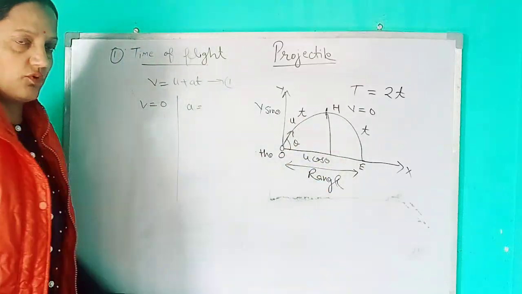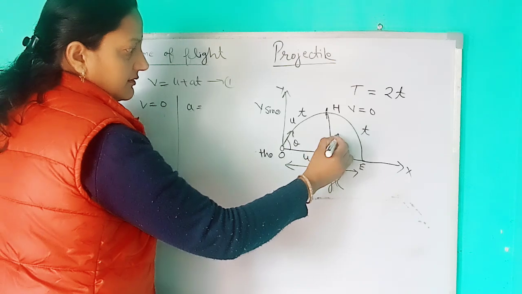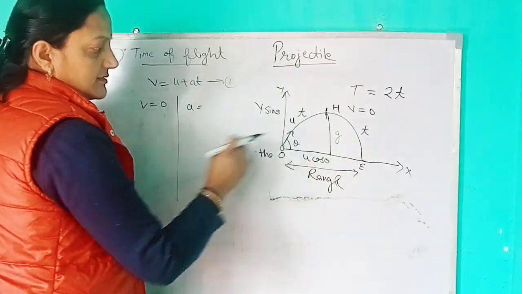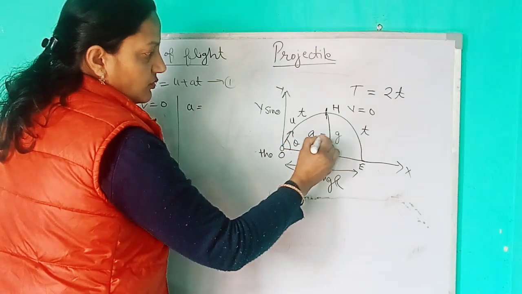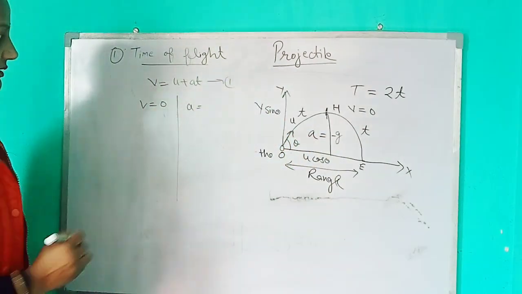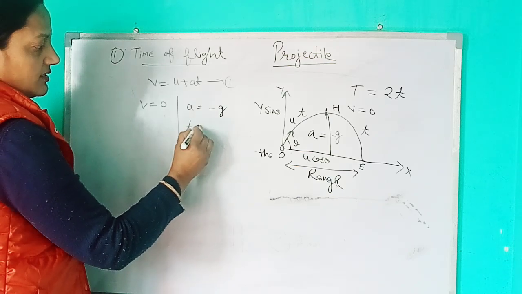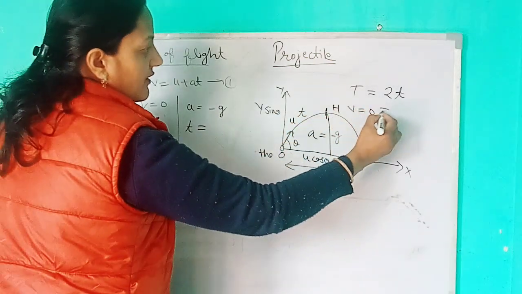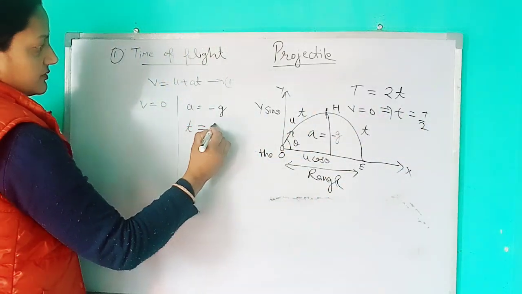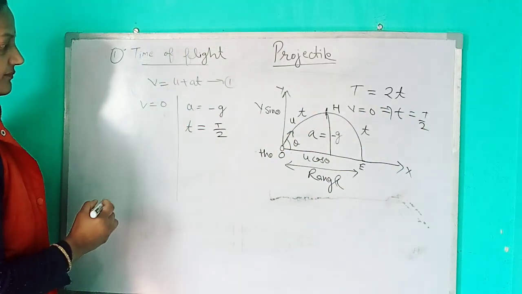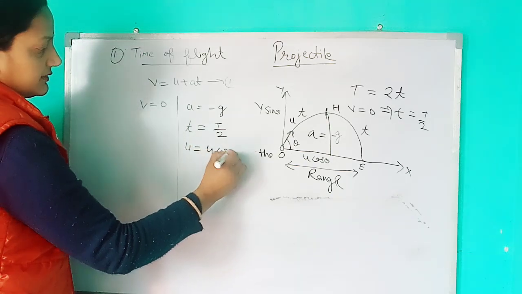As we know very well, the earth attracts every object. This is g. A ball is thrown upward, so we take a is equal to minus g. So acceleration is minus g, and small t is T over 2. So t is T over 2, and u is the initial velocity, u cos theta.